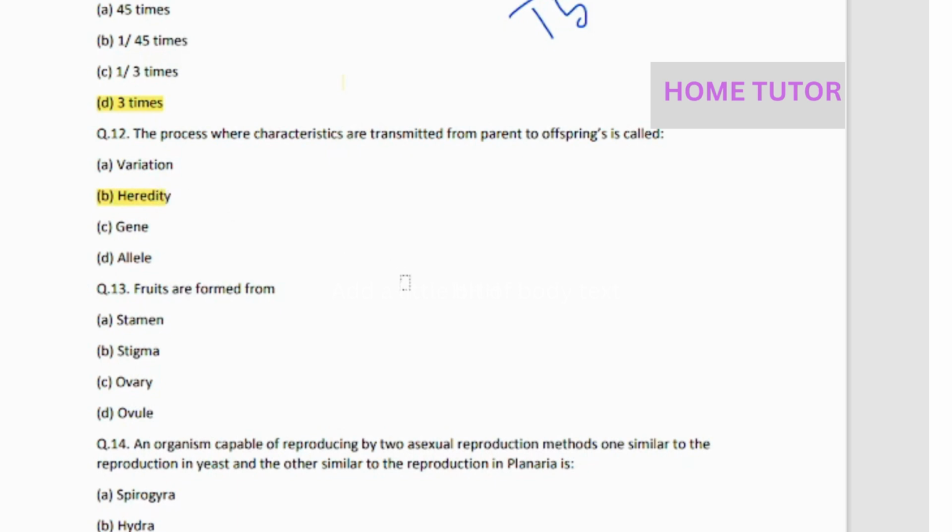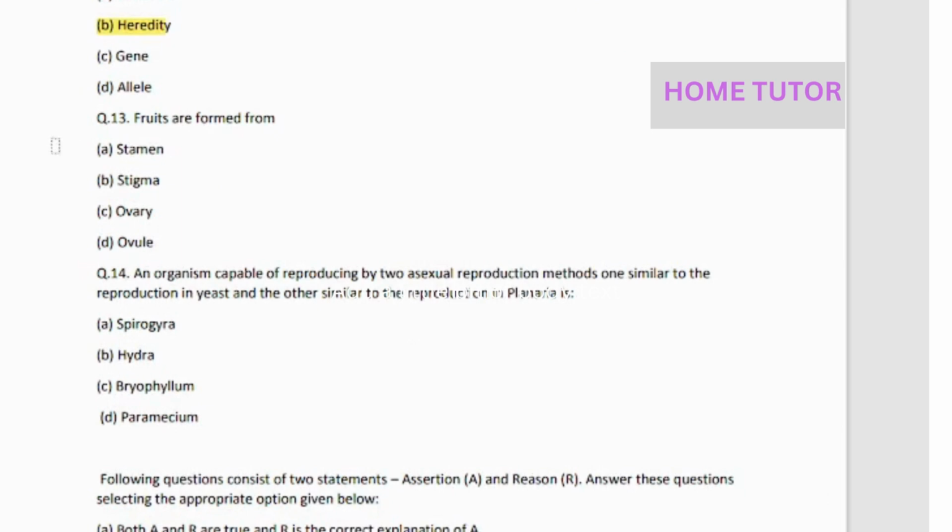Next, question number 13. Fruits are formed from option A stamen, option B stigma, option C ovary, and option D ovule. So the answer is option C, ovary.